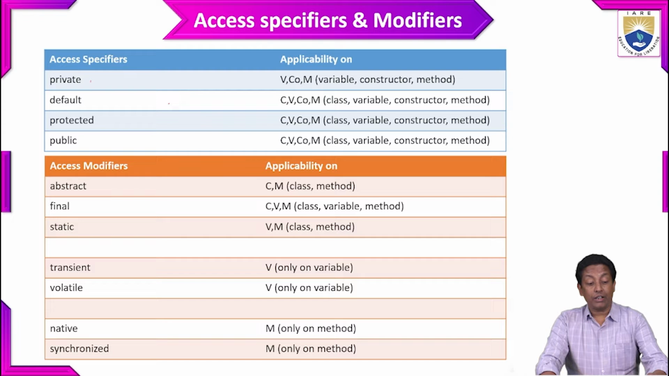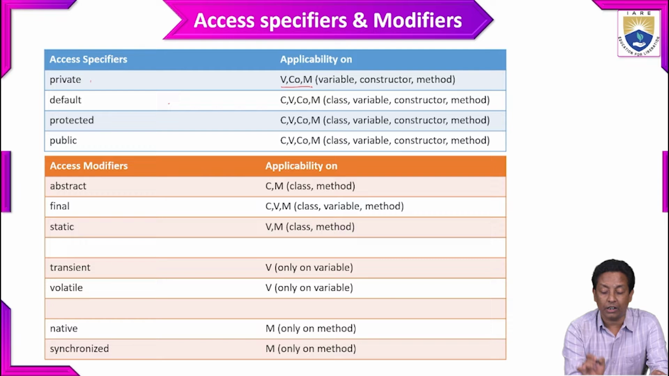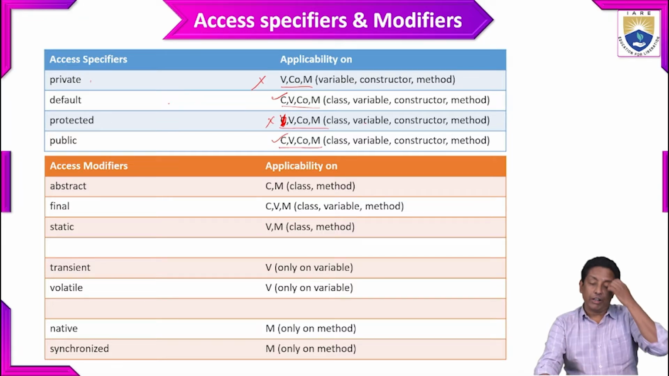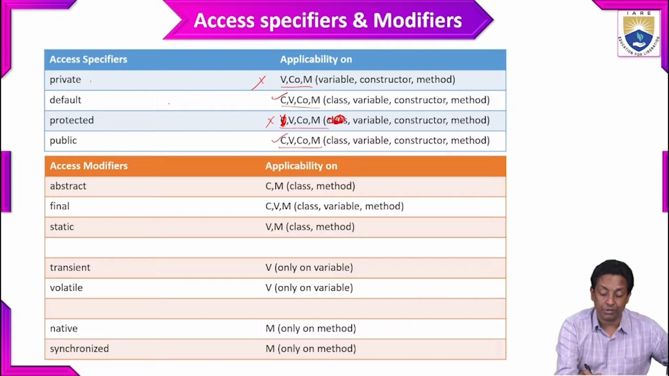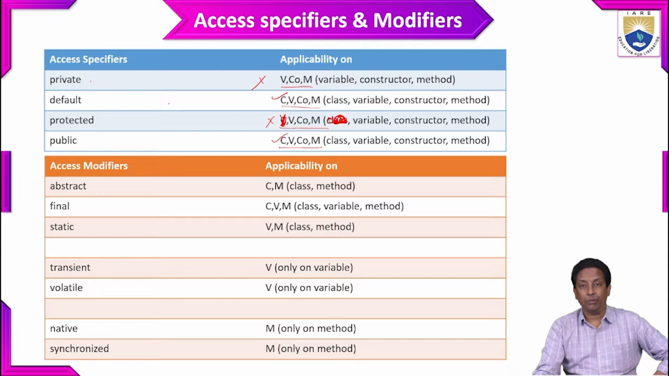Whereas coming to variable, constructor and method: to variable, constructor and method we can declare private, default, protected and public. But remember, to the class, I'm sorry, this is wrong. To a class only default and public. We cannot apply protected, we cannot apply private. To variable, constructor and method we can apply all the access specifiers.